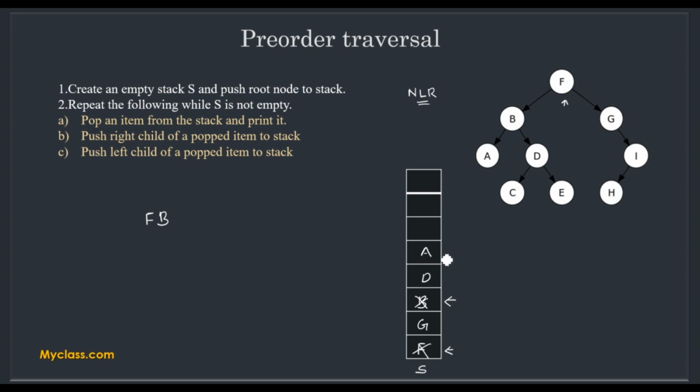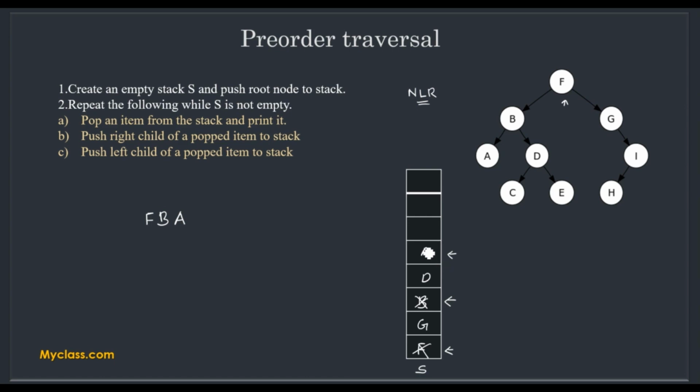Again we are repeating. The top of the stack contains A. So pop an item from the stack and print it. We want to print A. We are popping A. After popping A, we want to push the right child and left child of A into the stack, but there is no right child and left child.